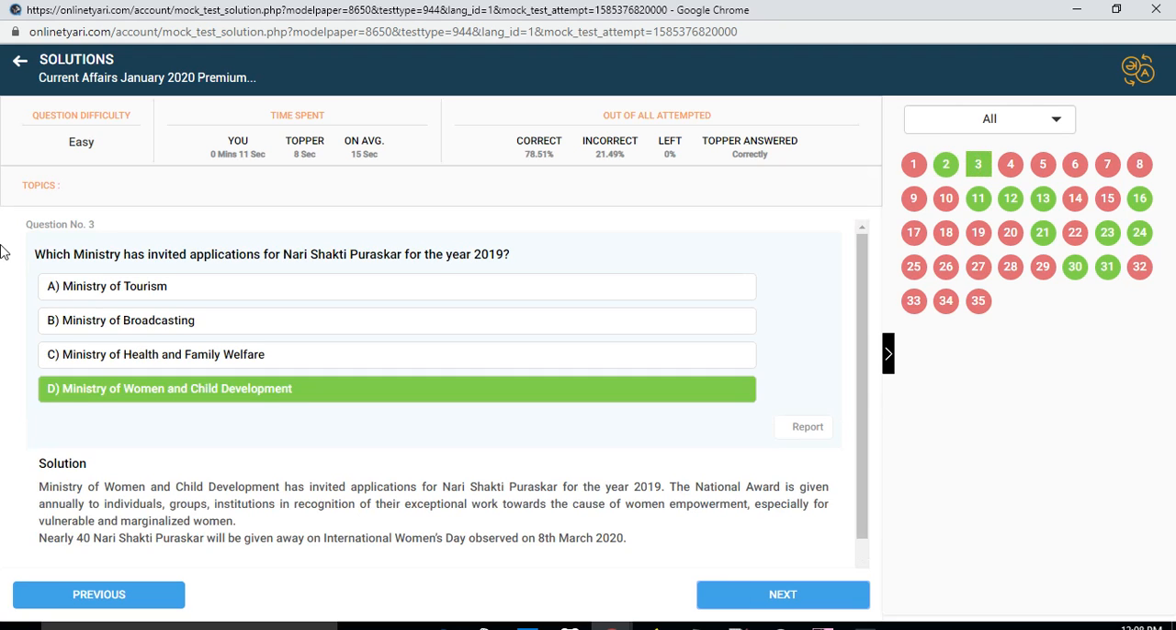Let us see which minister has invited applications for Nari Shakti Puraskar for the year 2019. Minister of Women and Child Development. The Minister of Women and Child Development has invited applications for Nari Shakti Puraskar for the year 2019. The national award is given for annual individual and group or institution recognition of their exceptional work towards the cause of women development, especially for vulnerable and marginal women. Nearly 40 Nari Shakti Puraskars will be given away on International Women's Day, observed on 8th March 2020.